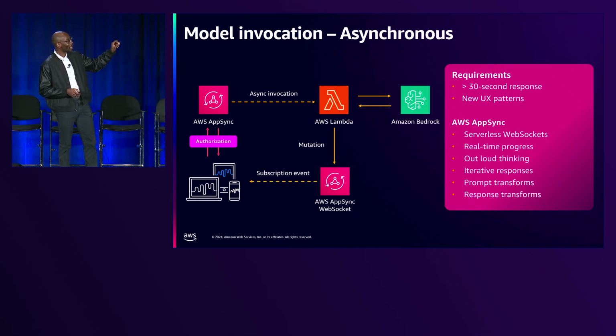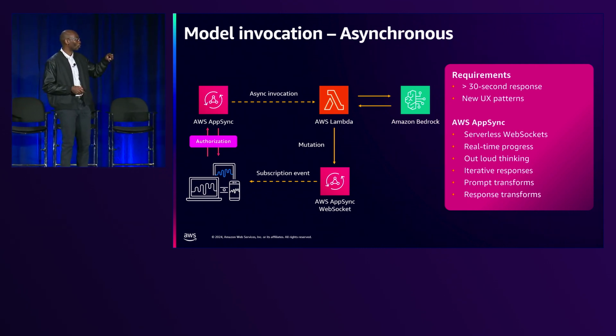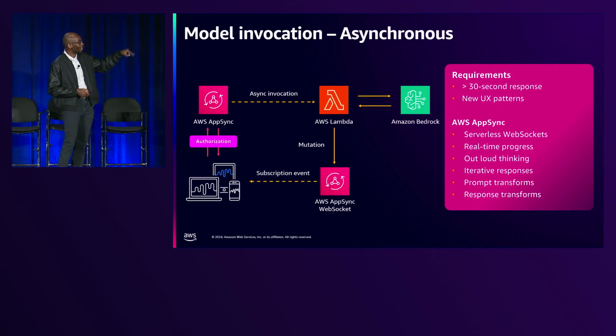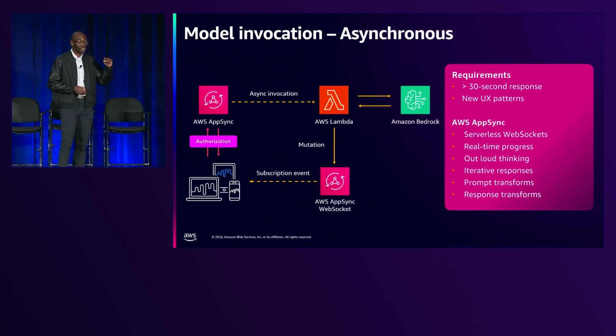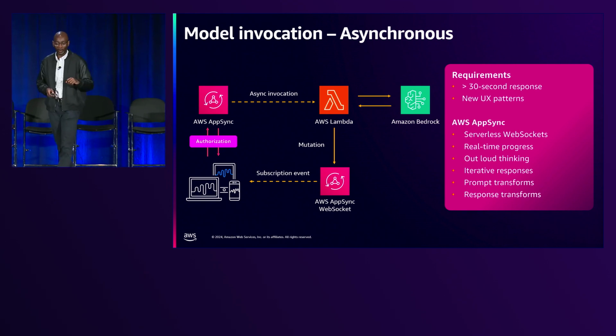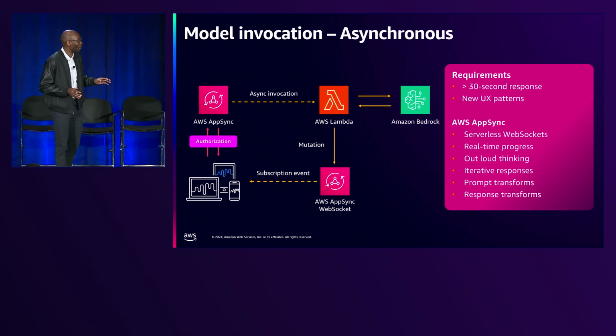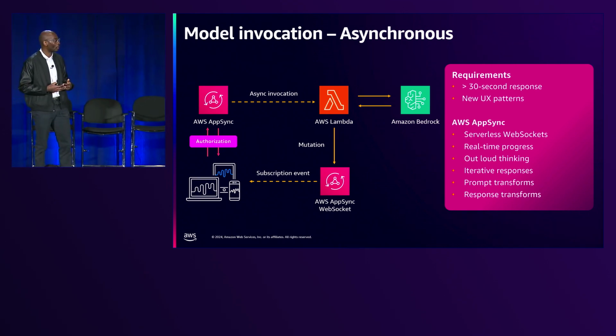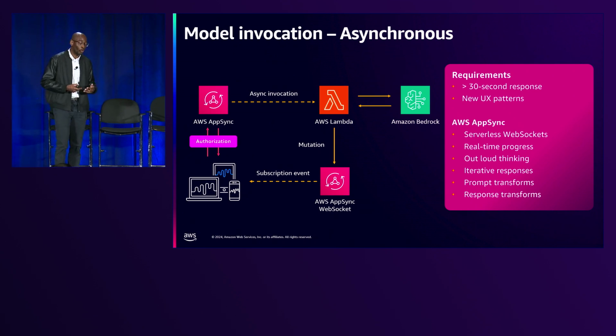And then this Lambda function then interacts with the Stream API on Bedrock. And as the Stream API on Bedrock returns progressive updates, the Lambda function can then send mutations to your clients via AppSync that will trigger those subscriptions. So now, just by using the AppSync API, I can get real-time updates for my long-running queries that are running on Bedrock. This is a key pattern.